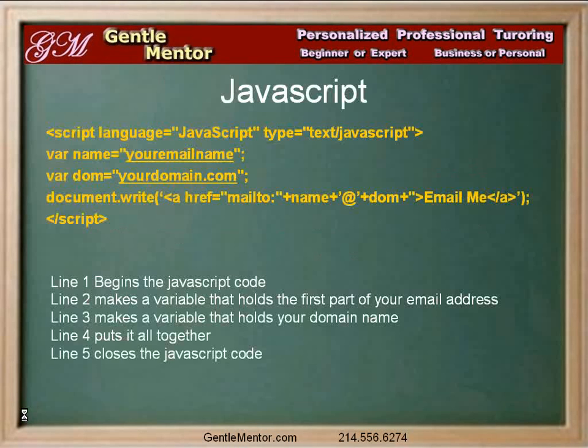Okay, now we get down to the nuts and bolts. Here is the JavaScript. You'll see the 5 lines of JavaScript code in yellow. Line 1 begins the JavaScript code. Line 2 makes a variable that holds the first part of your email address. Line 3 makes a variable that holds your domain name. Line 4 puts it all together. And line 5 closes the JavaScript code.